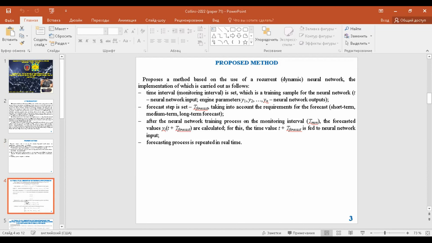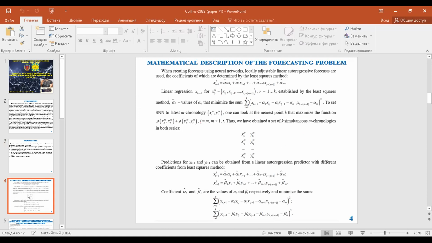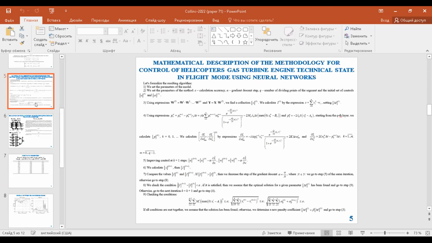This slide shows a generalized mathematical description of the problem of forecasting the technical state of helicopter and aircraft engine in real time. This work solves the problem of optimal control, which simulates the dynamic of the considered neural network in the problem of monitoring complex technical objects. On the basis of solving a system of differential equations with delay, an algorithm for finding the numerical solution is obtained, which is the basis for solving the control problem.